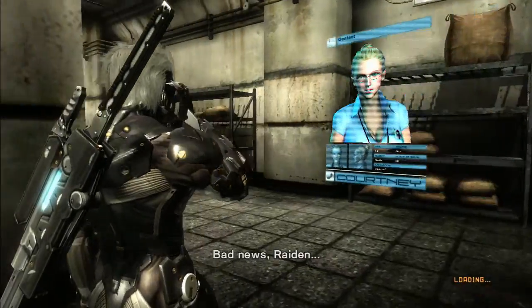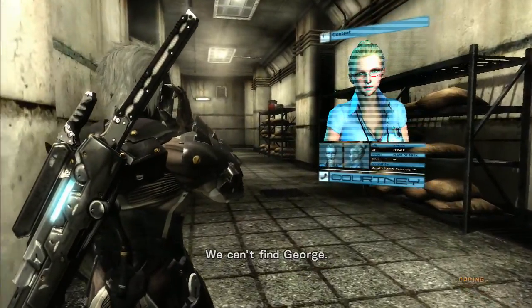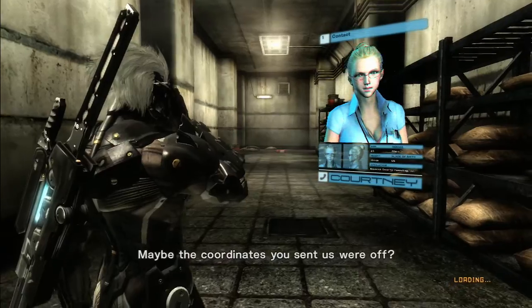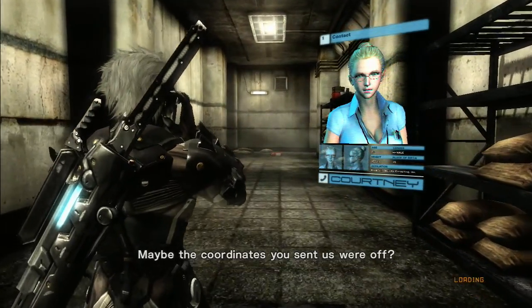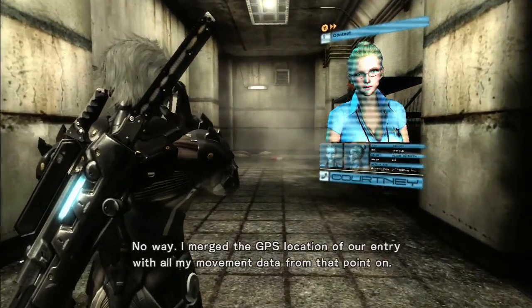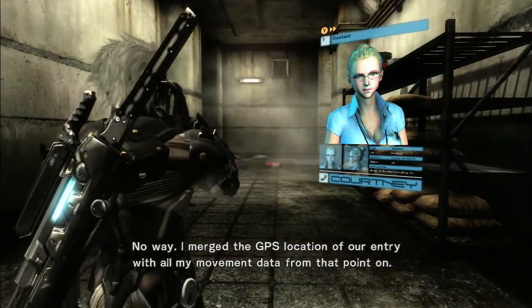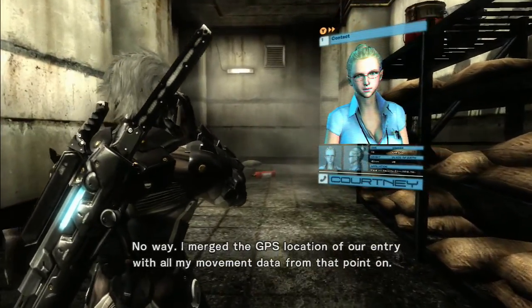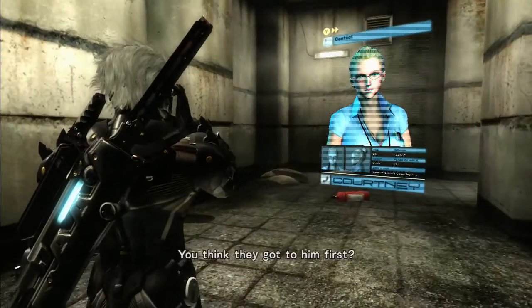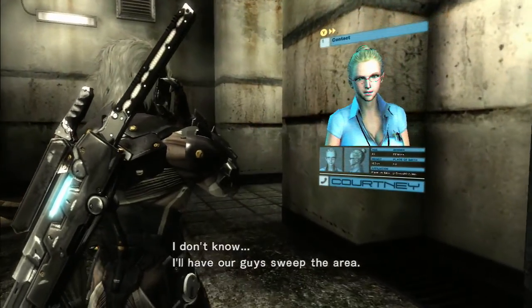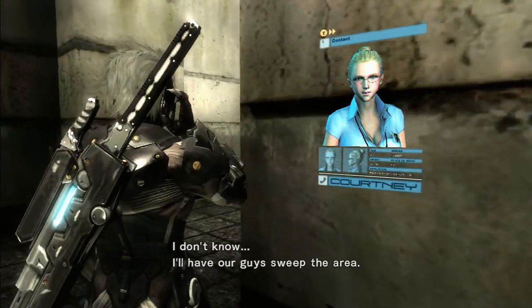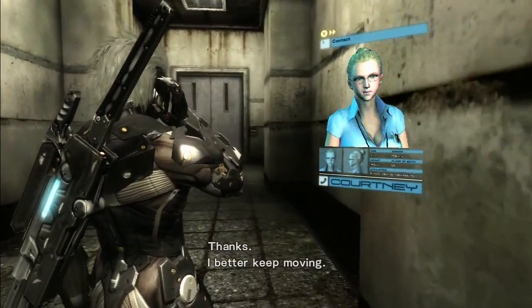Bad news, Raiden. We can't find George. What? Maybe the coordinates you sent us were off? No way. I merged the GPS location of our entry with all my movement data from that point on. This is bad. You think they got to him first? I don't know. I'll have our guys sweep the area. Thanks. I better keep moving.